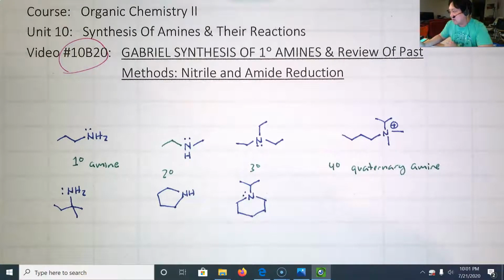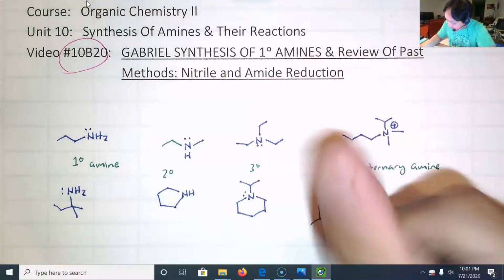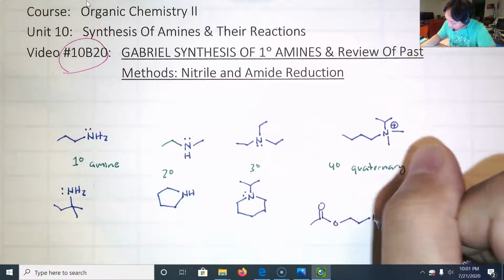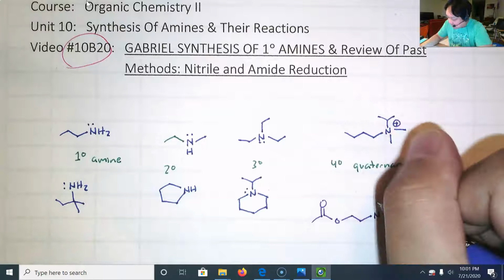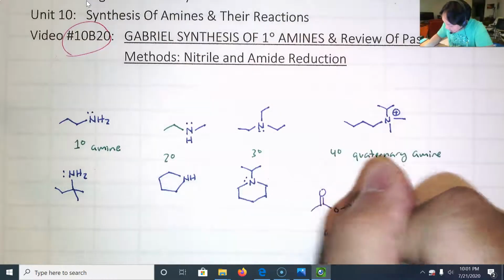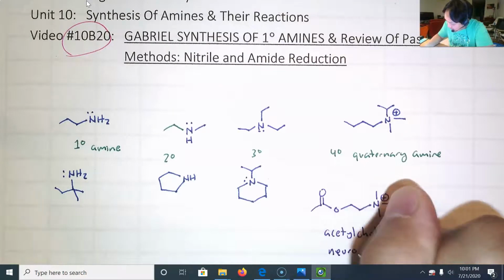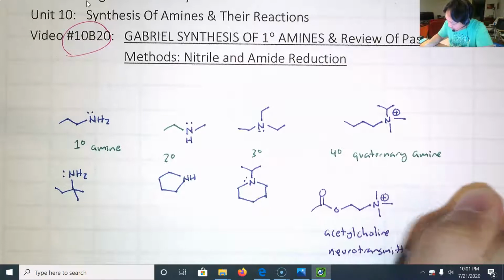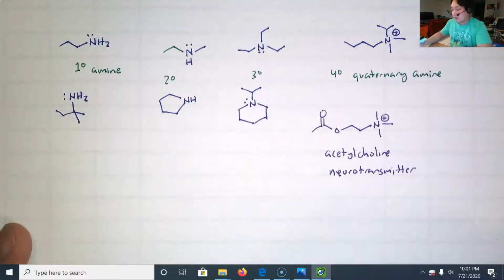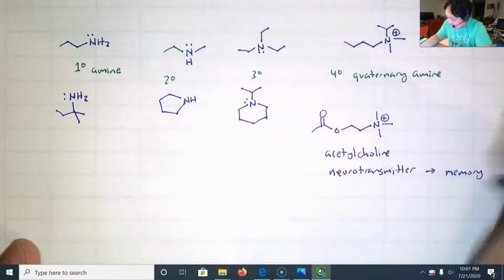There's a very important quaternary amine in your body, and that is called acetylcholine. And acetylcholine looks like this. You have what's called an acetyl group, and then choline starts from that oxygen to the nitrogen, and we have three more methyl groups, which makes this partial positive. Acetylcholine, one word, and it's a neurotransmitter. Neurotransmitters are important for memory and cognitive function.